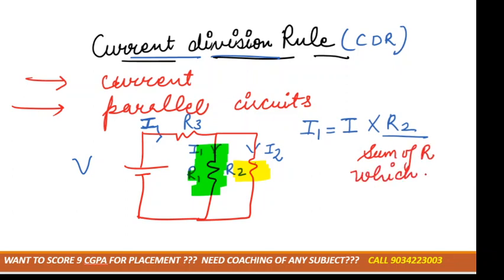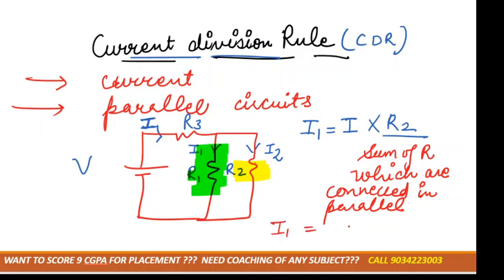Tell me which two resistors are connected in parallel. R1 and R2. So it would be I1 is equal to I into R2 divided by R1 plus R2.